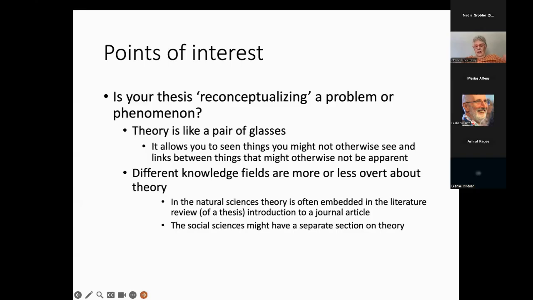In contrast, in the social sciences, there is often a whole section on theory. It might say theoretical framework. So remember that the different knowledge fields are more or less overt about the theory. Have you identified your theory in your thesis? What theory did you use in your thesis to look at a particular phenomenon?